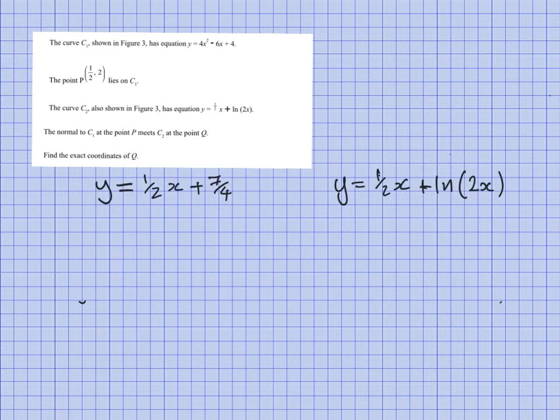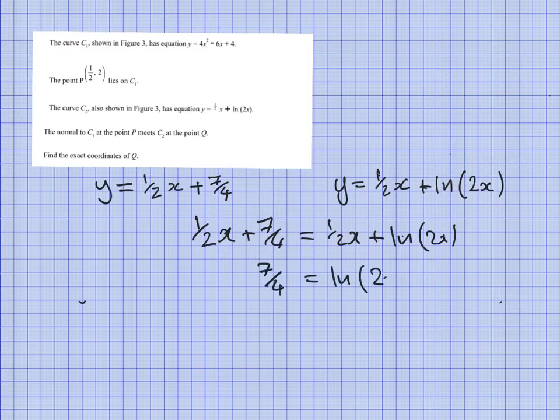So we're now asked to find the exact coordinates of Q, where the normal y equals a half x plus 7 over 4 meets the second curve y equals a half x plus ln 2x. So I'm going to make them equal to each other. At the point they meet, the two y values must be the same, so I can set these two equal to each other. That gives me a half x plus 7 over 4 equals a half x plus ln 2x. This obviously simplifies to 7 over 4 equals ln 2x.